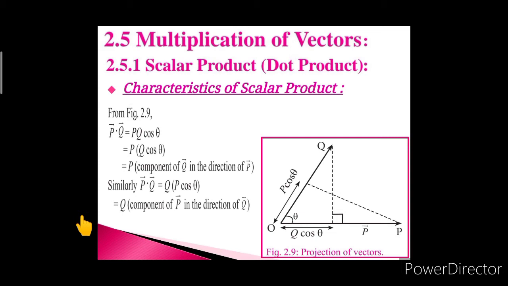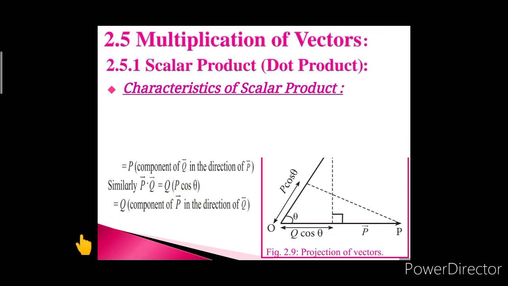This is the first characteristic of the scalar product, and by using this characteristic we can write vector p dot vector q as p into q cos theta and also q into p cos theta.